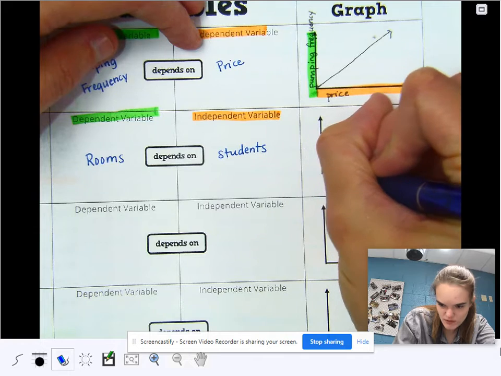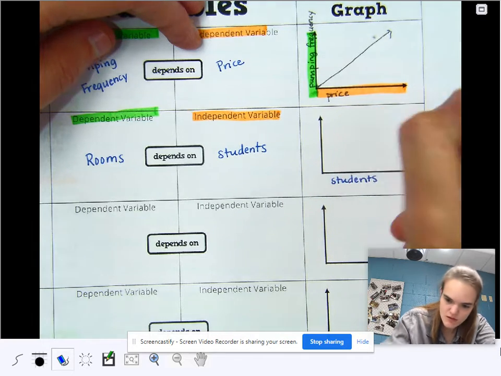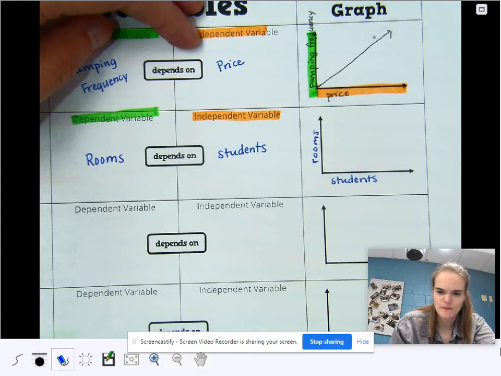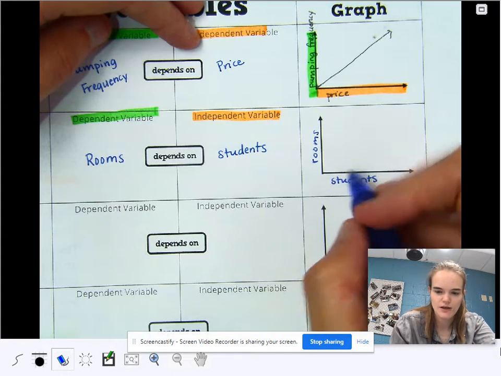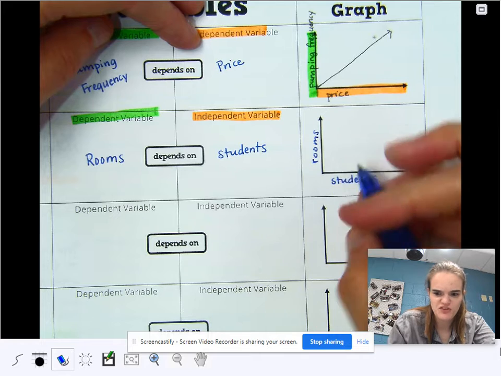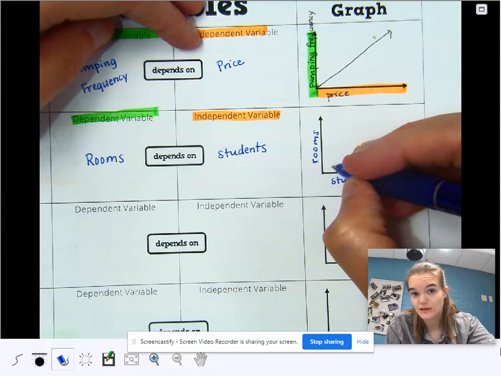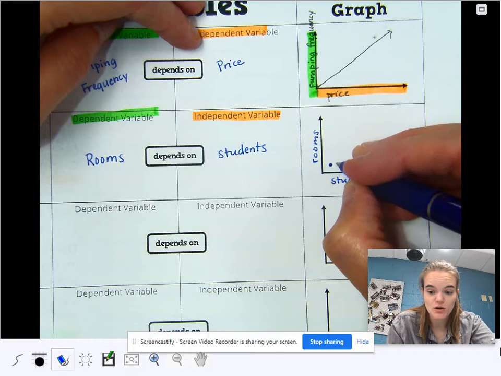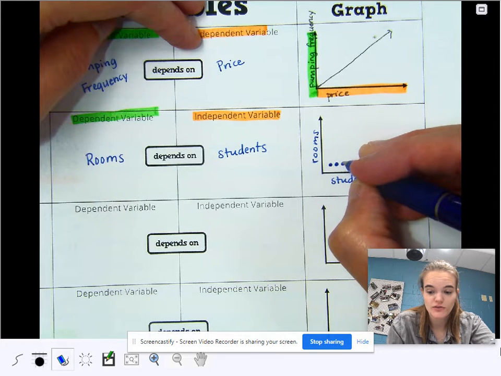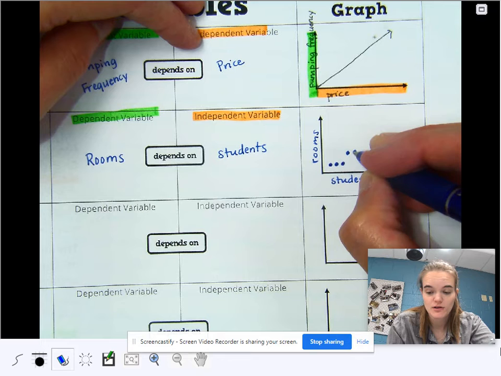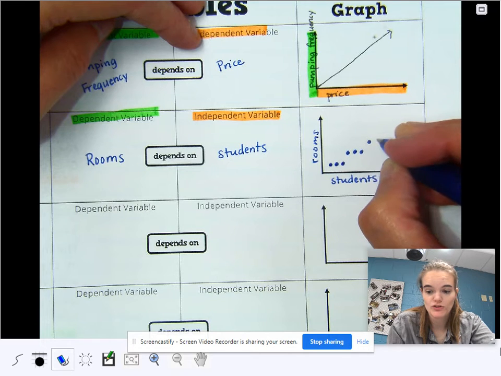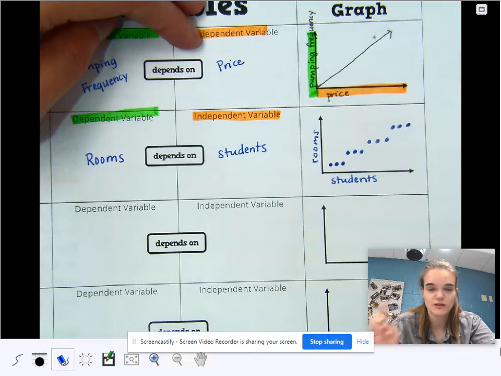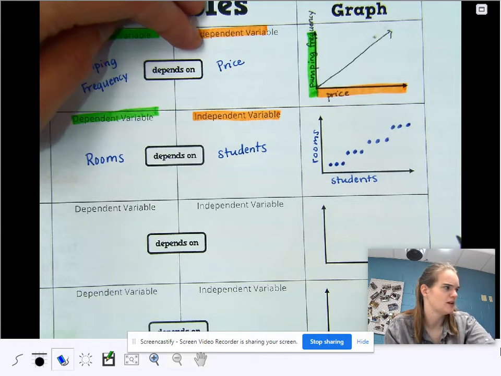Students, rooms. Okay, if you have just a few students going, you don't need very many rooms. But the more students that you have, the more rooms that you will need. So the more students we have, the more rooms that we'll need. Now let's talk about this graph and why it looks like this.